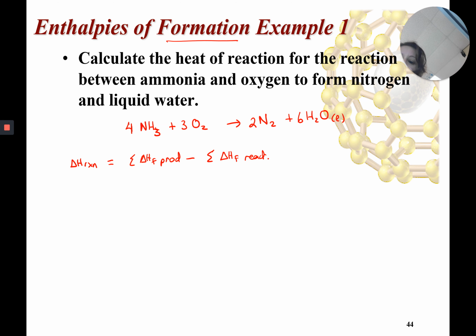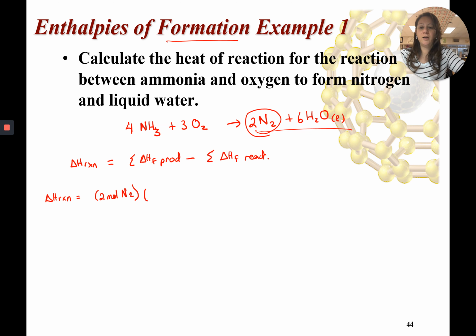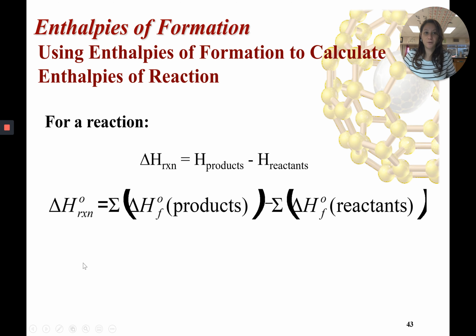Okay, so products minus reactants. We're going to start with the products. These are my products. So I have 2 moles of N2 first. 2 moles of N2. I look at my table and try to find the value for it.